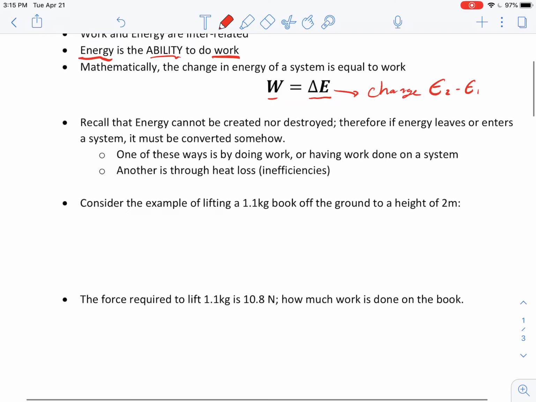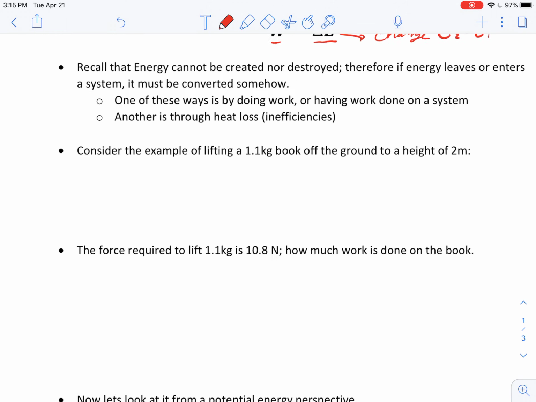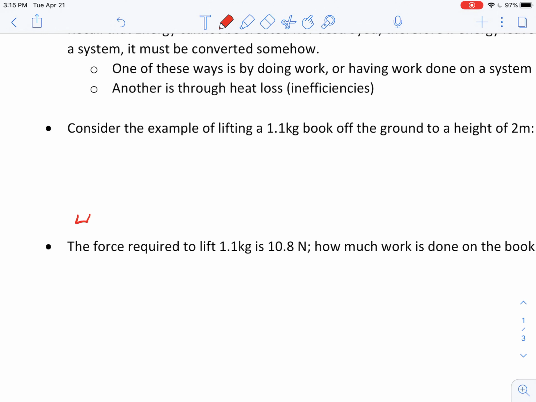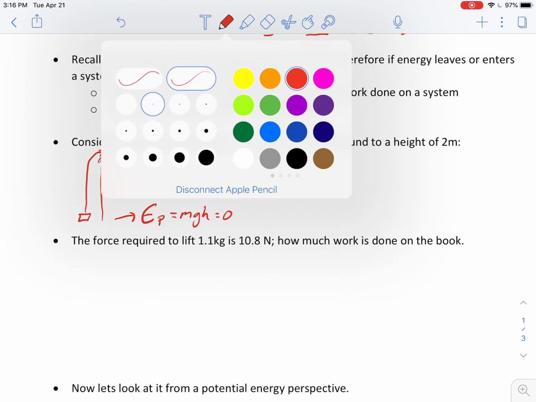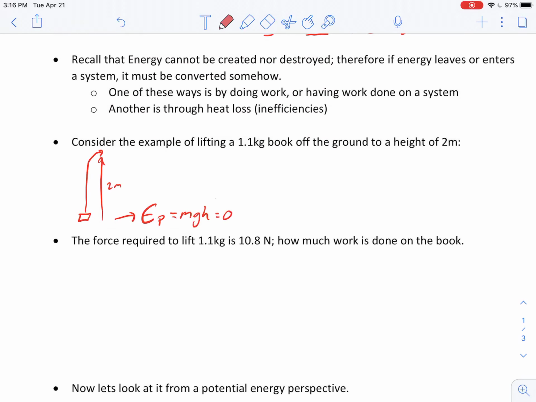Now, think about an example of lifting a book off the ground to a height of 2 meters. So we have our book on the ground and we bring it up 2 meters. At the bottom, our potential energy, which again is equal to mgh, is equal to 0 because our height is 0. Therefore our whole thing is 0.